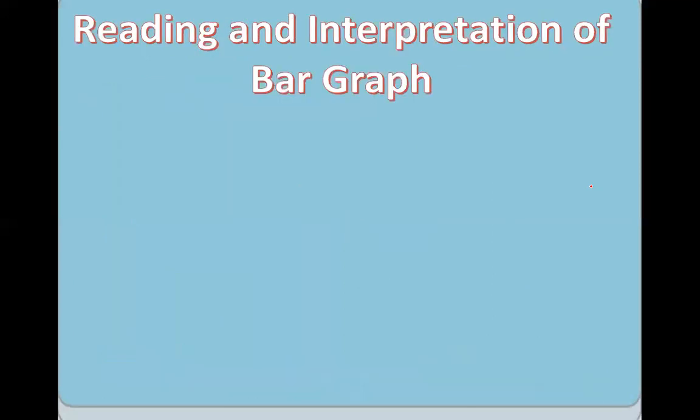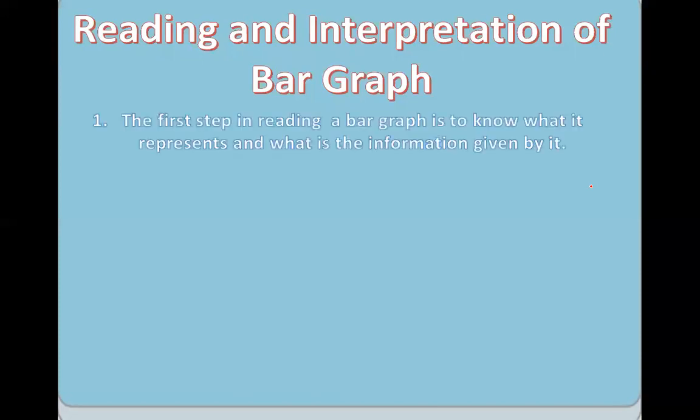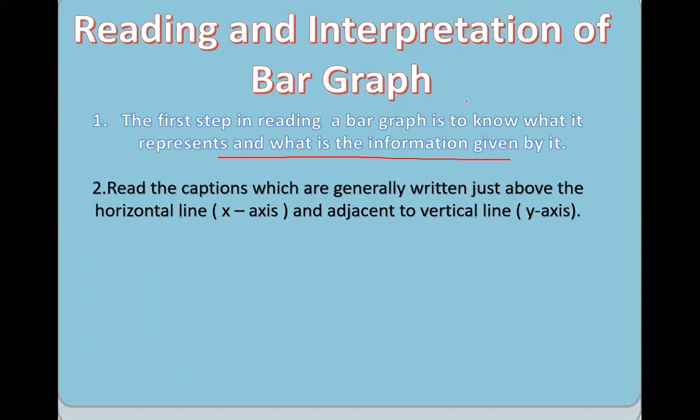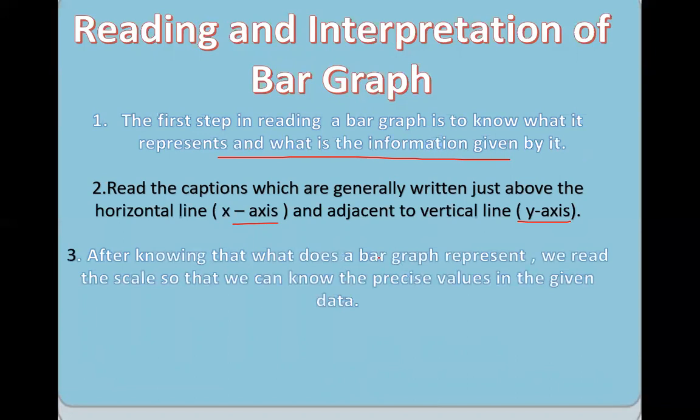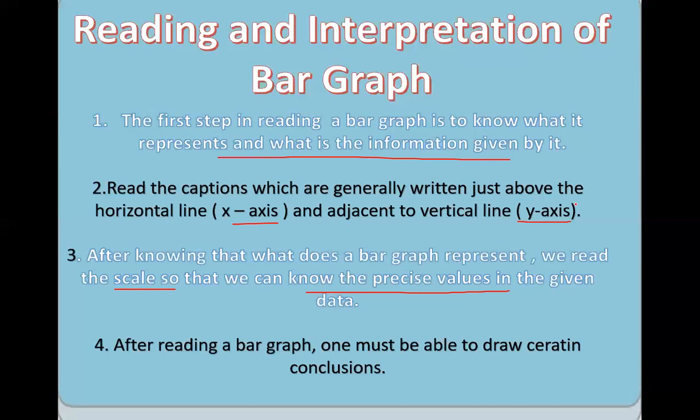Now we will learn how to read and interpret the bar graph. The first step is that you have to read what information the bar graph is giving to you. Secondly, you have to read the captions given on the x-axis and the y-axis. After reading them, you will come to know what information is given by the bar graph. After knowing what the bar graph is representing, you have to read the scale, because it is essential so that you can get the precise value in the given data. After reading a bar graph, you have to draw the conclusions.